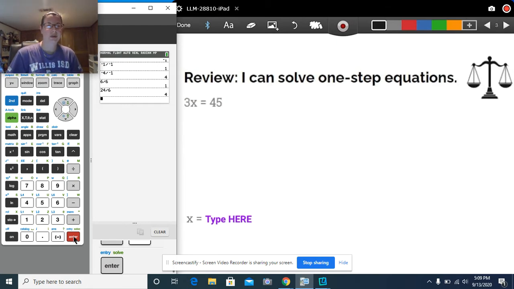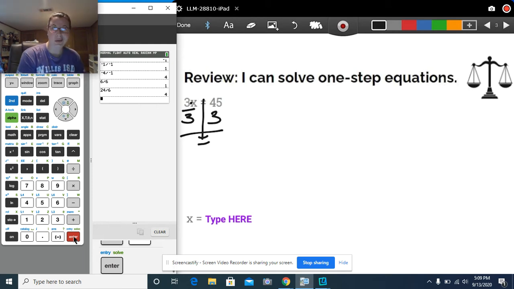3x is equal to 45. Now remember, we're going to keep that scale balanced. The 3 next to the x, what does that mean? It means we're multiplying. There's a little multiplication dot hidden inside there. So I must do the opposite of multiplication, which is division. I'm going to divide this side by the number in front of the x, which is 3, and I'm going to keep my scale balanced.